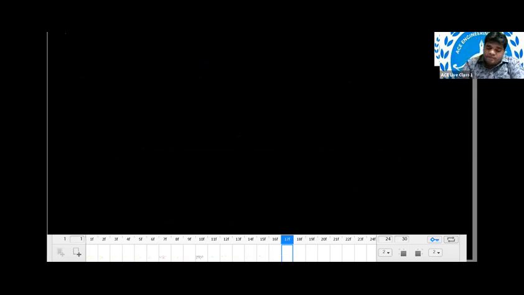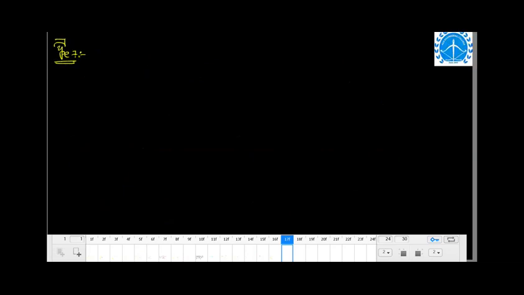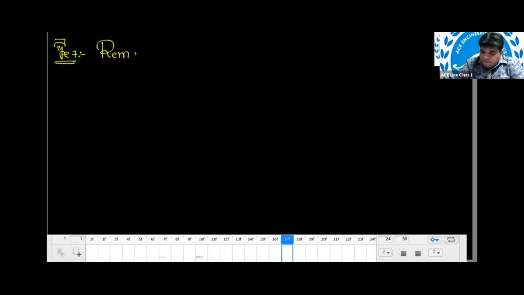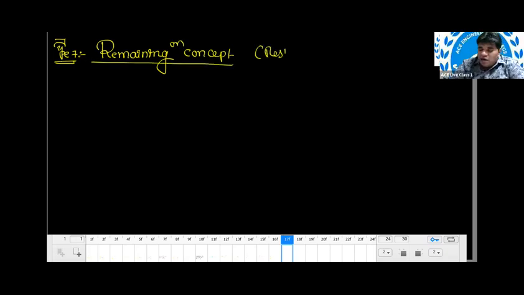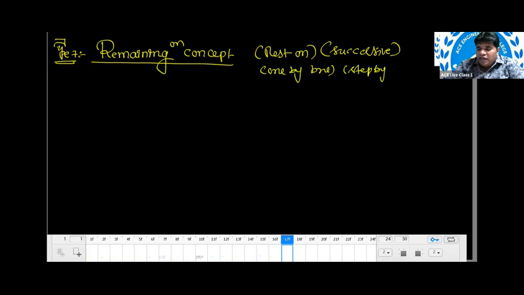Next, type 8. Type 7, I think. 7 or 8? 7, sir. Okay. The remaining concept, remaining on, successive, one by one, step by step. Everything has the same meaning.